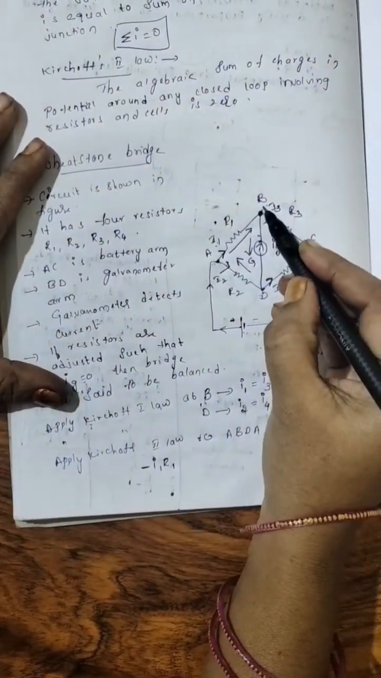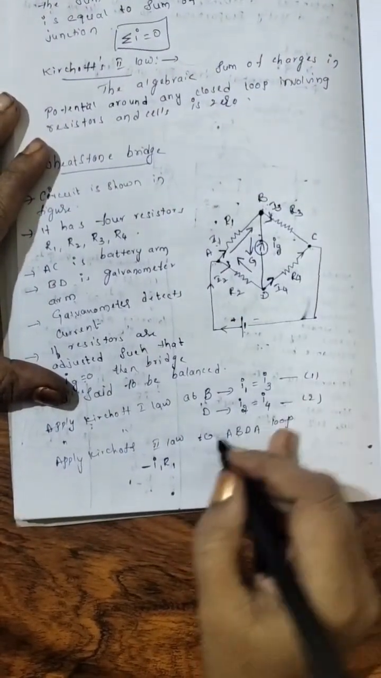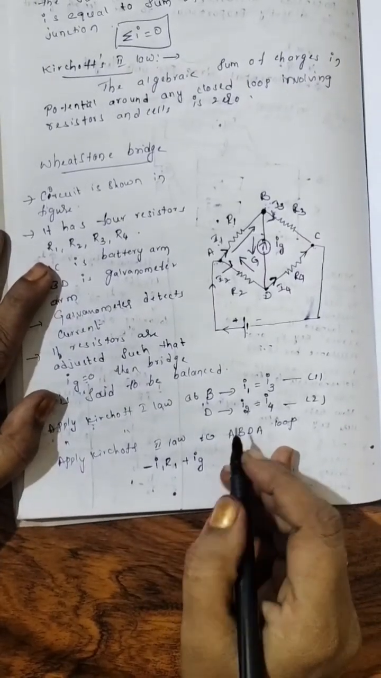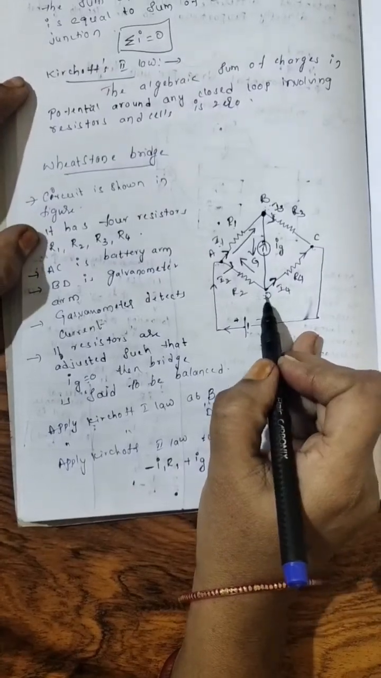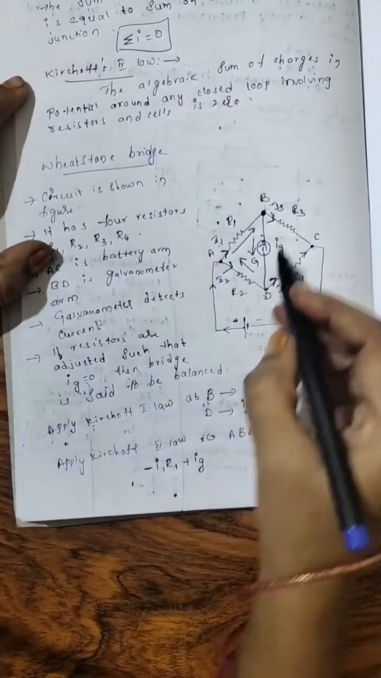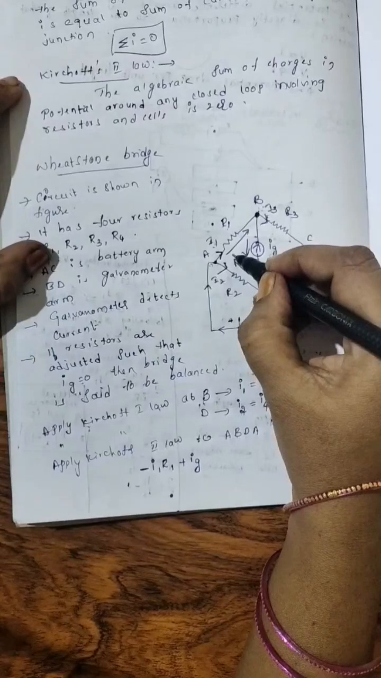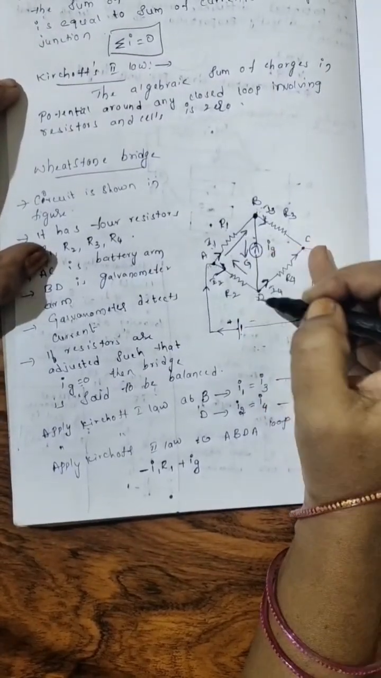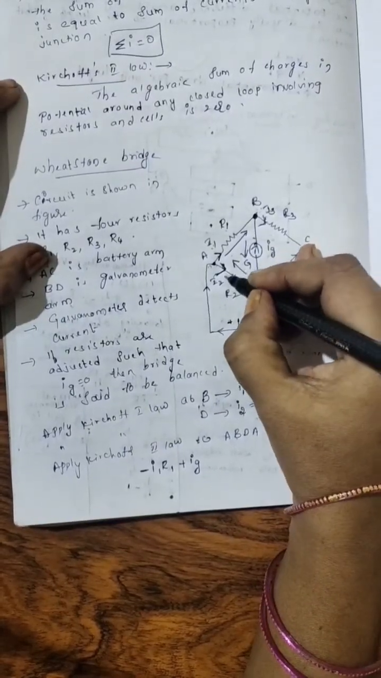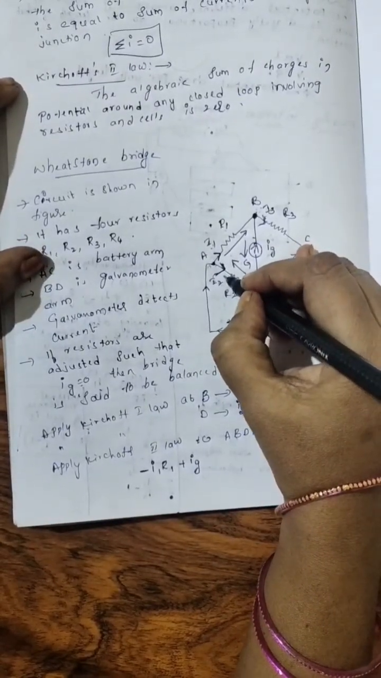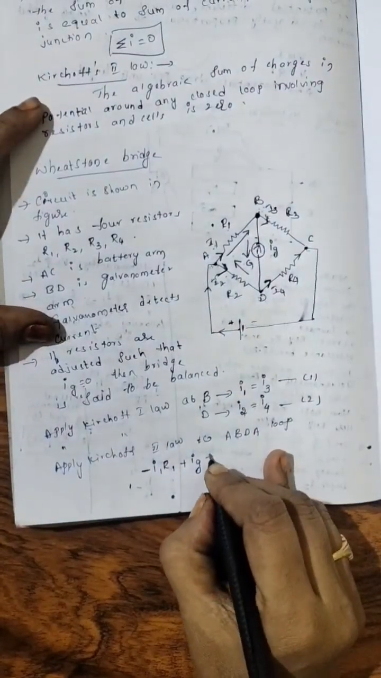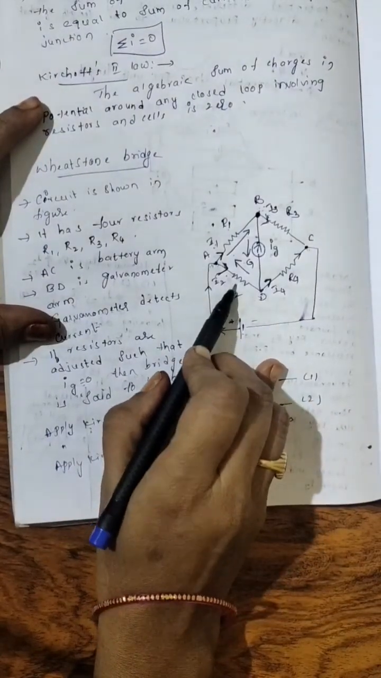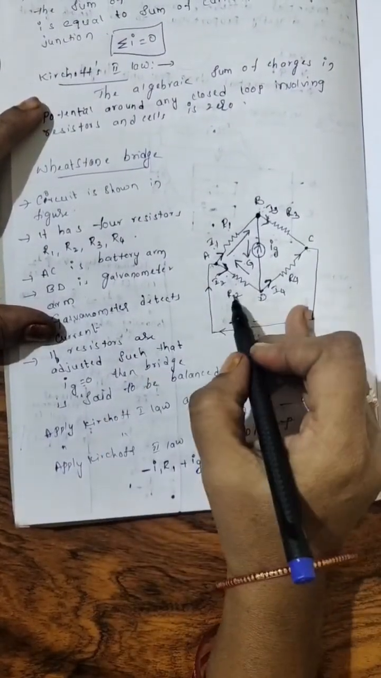Next, again B to D, galvanometer current, so plus IG. Again D to A. Now see, the path is from D to A. Current I2 is in the direction from A to D. That means path and current direction are opposite to each other, so we take this with positive sign. So I2 R2, the potential drop I2 R2 along the resistor R2.